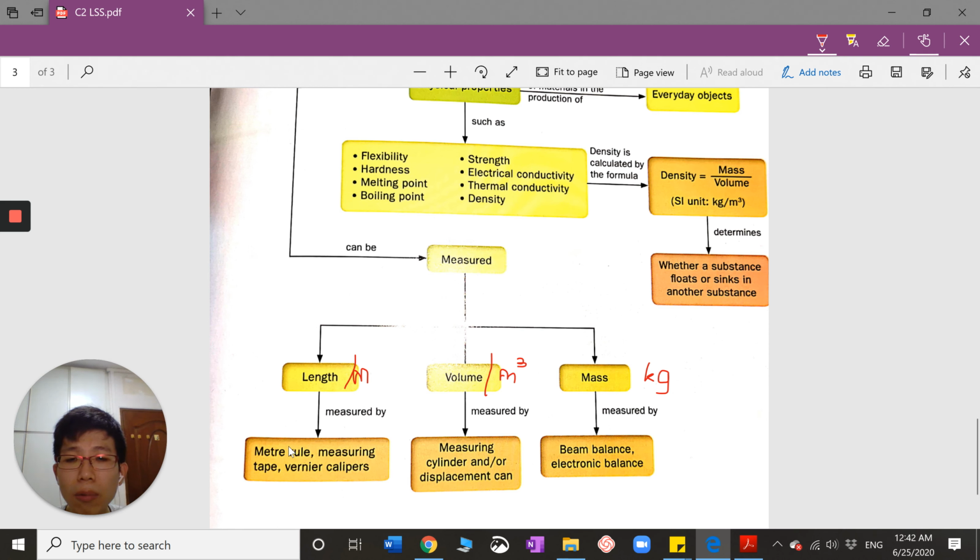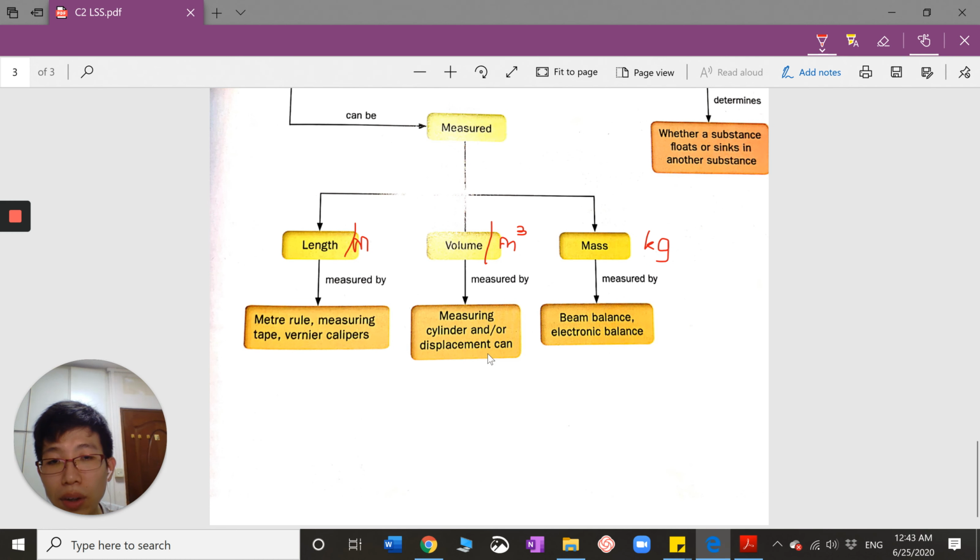And what are the measuring instruments that we can use to measure length, volume, and mass? So it's over here. We can use a meter rule to measure length, a measuring tape, or a vernier caliper. For the vernier caliper, you need to learn how to read it. For volume, there are two things that we can use: a measuring cylinder or a displacement can.